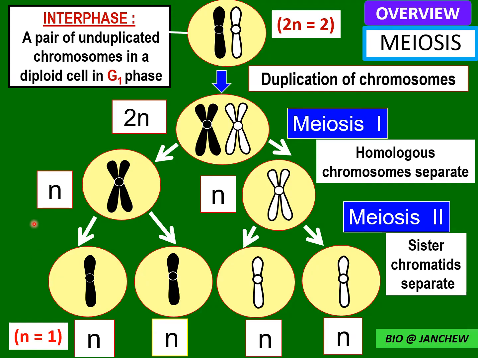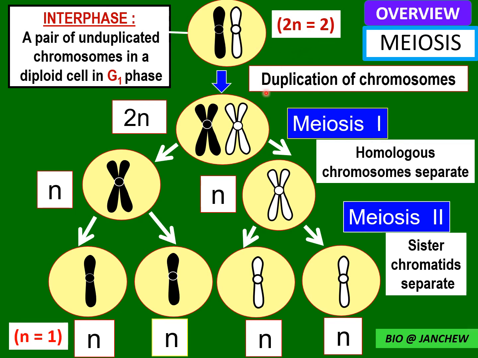So here's a picture to help us understand a bit more about the overview of meiosis and the events that occur before, after, and during meiosis. At the beginning, in the G1 phase of interphase, if we take a cell with only a pair of homologous chromosomes, the chromosomes are unduplicated. One is the paternal chromosome, the other is the maternal chromosome. In this diploid cell, where there are two copies of each type of chromosome, the number of chromosomes is 2, so 2n equals 2. 2n is the number of chromosomes in the diploid cell.